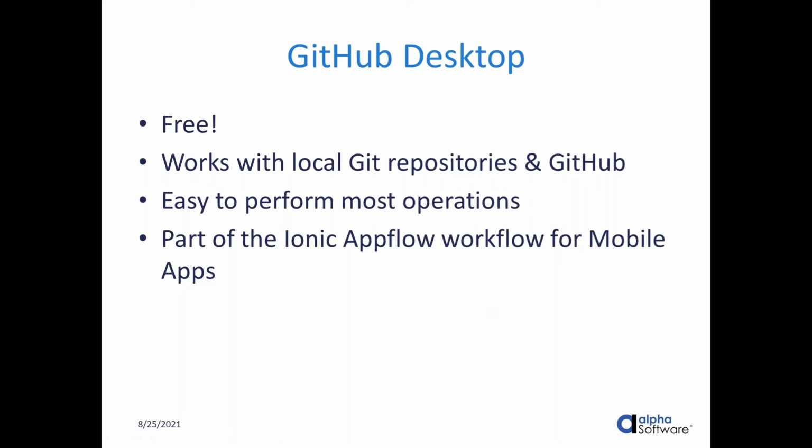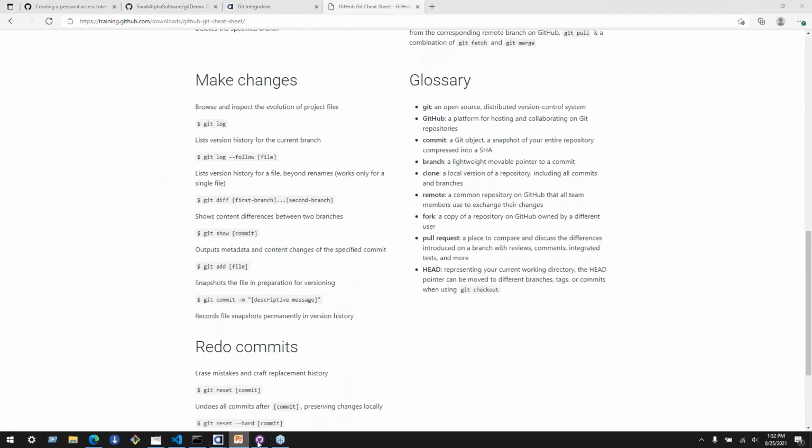And then a final thing to note is a really great tool that I've used and is actually one that we use in our app flow workflow for mobile app development in our videos, is GitHub Desktop. It's a free tool from GitHub. You can use it to work with local Git repositories, GitHub Git repositories. It's very easy to perform most operations in it. I have it here.